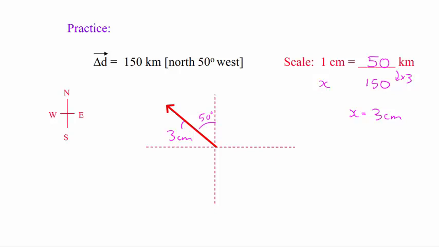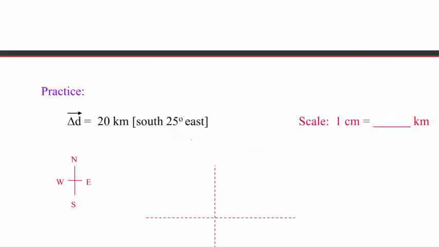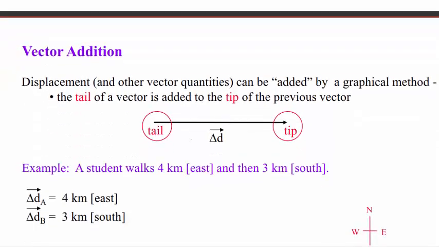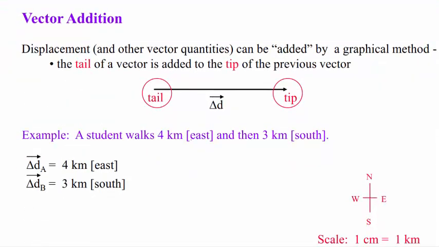So what do we do when we have more than one? Well, I'm going to leave this one for your own practice, and we're going to skip off to vector addition. So when we're adding vectors, you'll notice that we have an end that doesn't have a tip and one that does. The base or the tail of the vector is where something would have started from, and the tip is in the direction that it is going. We're going to do a simple version of a student walking 4 kilometers east and then 3 kilometers south. In that case, a scale of 1 centimeter to 1 kilometer makes things pretty simple. So that's going to be 4 centimeters east.